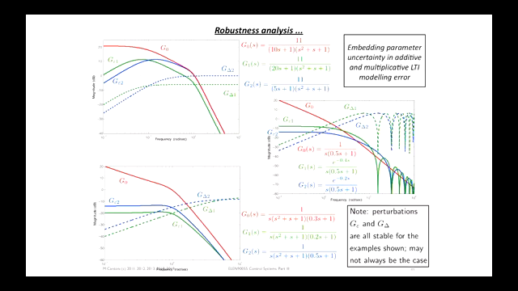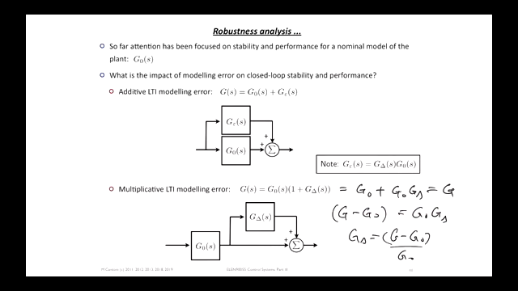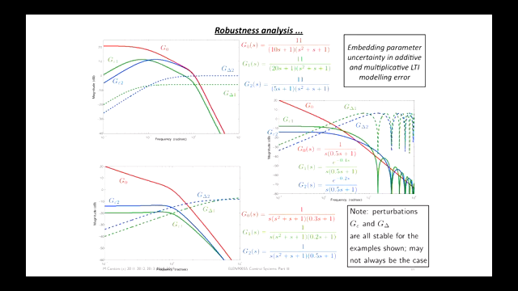So let's look at some examples of trying to embed parameter uncertainty into modelling errors in these ways. Let's look at a transfer function form. The form of these transfer functions is the same.